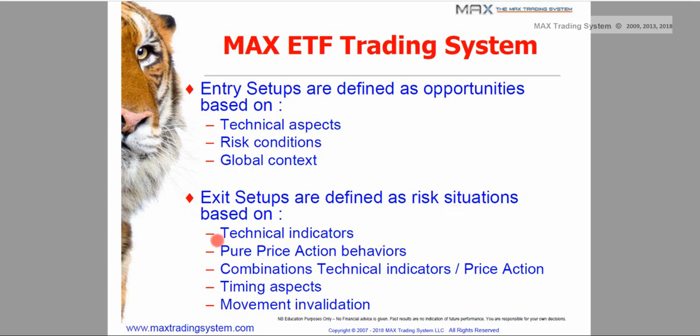We have exit setups based on technical indicators. We have exit setups based on pure price action. We have what we call hybrid exit setups based on a combination of the price action and one indicator, for example, a Bollinger Band. We have exit setups corresponding to timing aspects, and we have exit setups corresponding to what we call movement invalidation, and I should add also exit setups corresponding to a trend reversal.